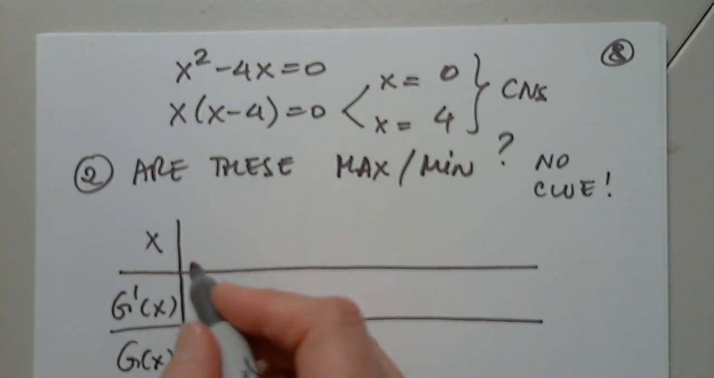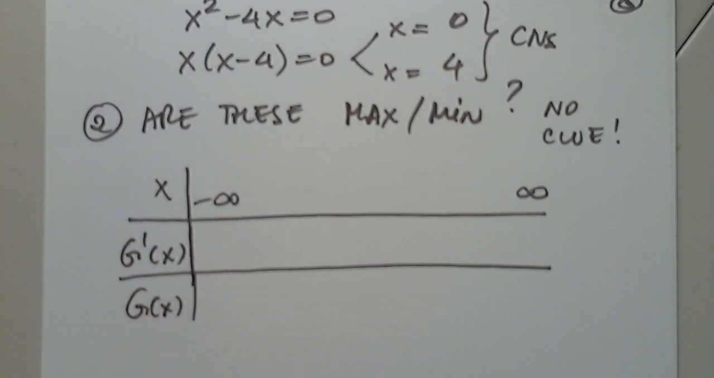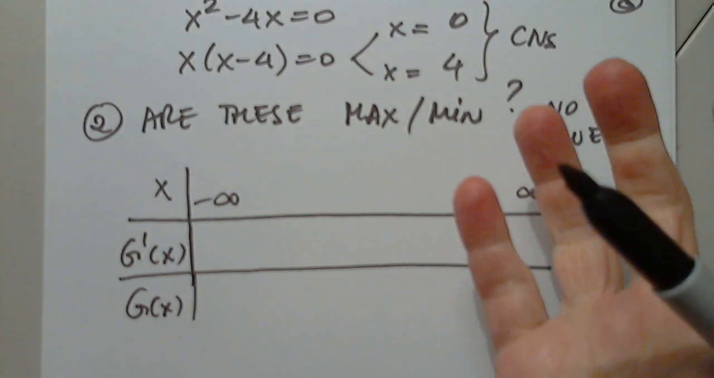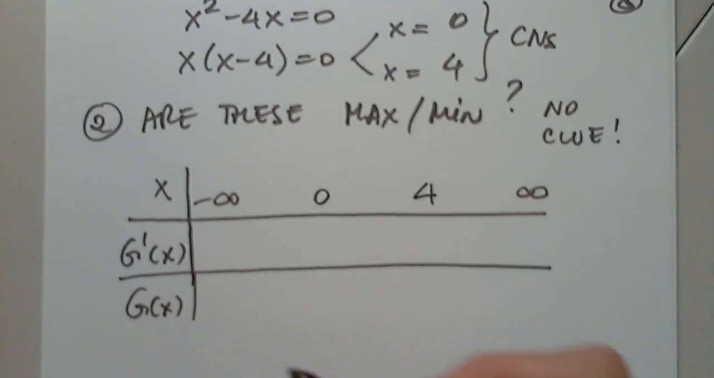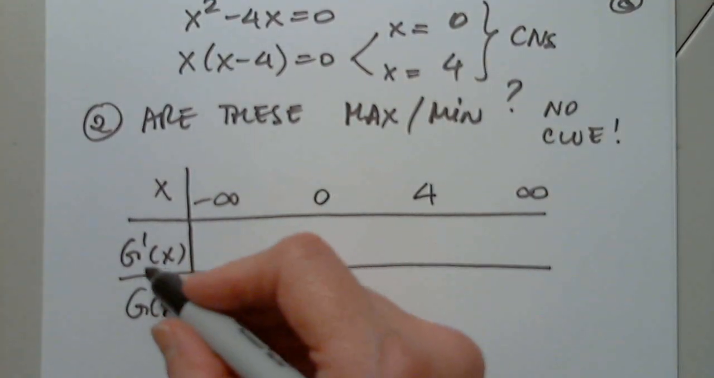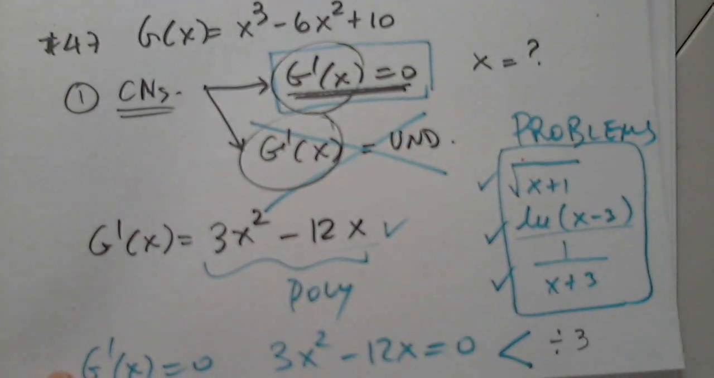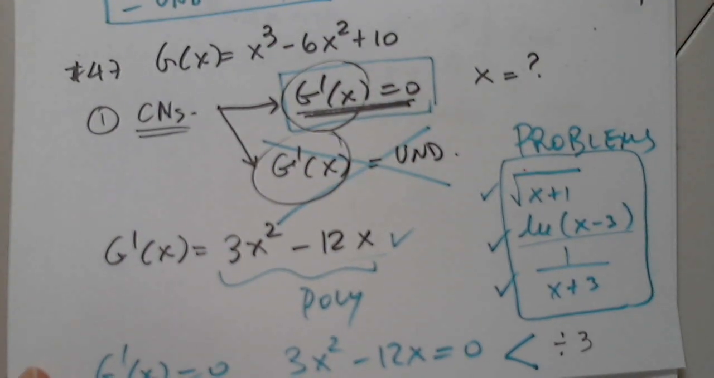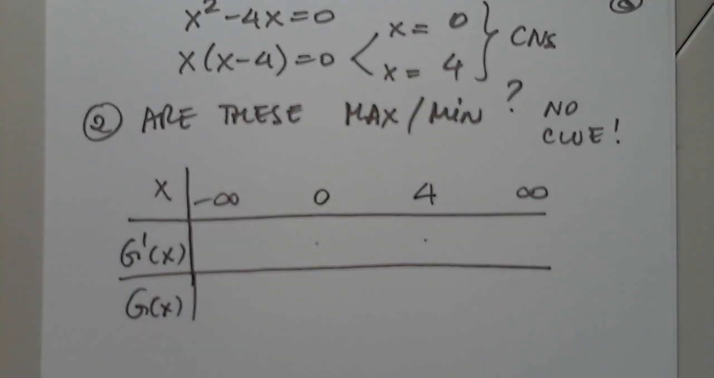You already told me the domain because it's a polynomial function. It must have all real numbers. We already know that there are 2 critical numbers. 0 is first and 4 is the next one. G prime at 0 and G prime at 4. What do I put right under 0 and 4 for G prime? That's how I found them, by setting G prime equal to 0, and that's how I found 0 and 4.